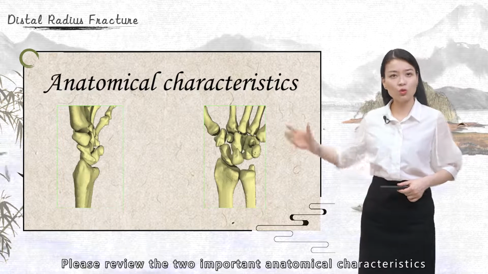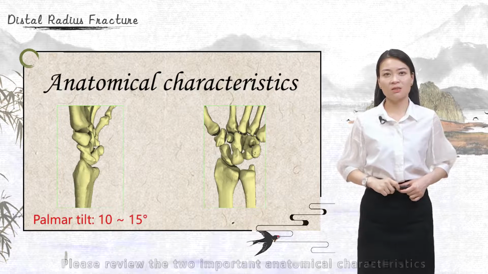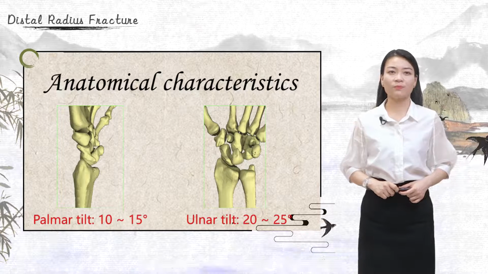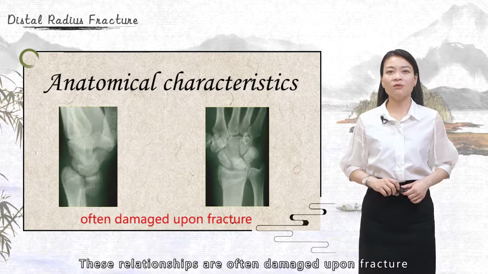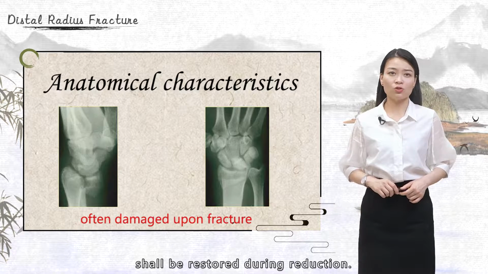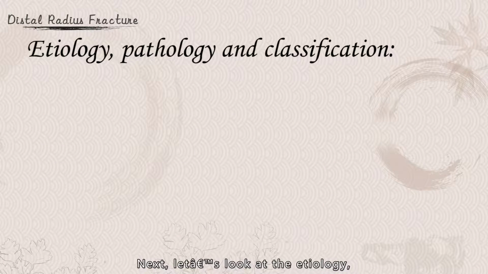Please review the two important anatomical characteristics: palmar tilt and ulnar tilt angle. These relationships are often damaged upon fracture, and a normal anatomic relationship shall be restored during reduction. Next, let's look at the etiology, physiology, and classification.